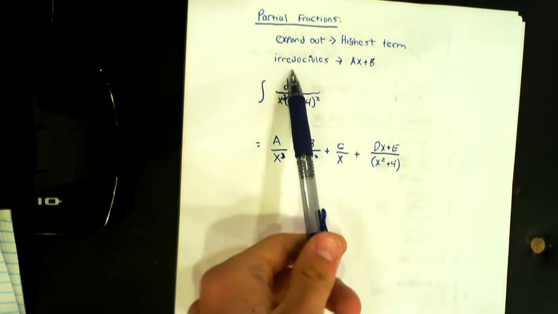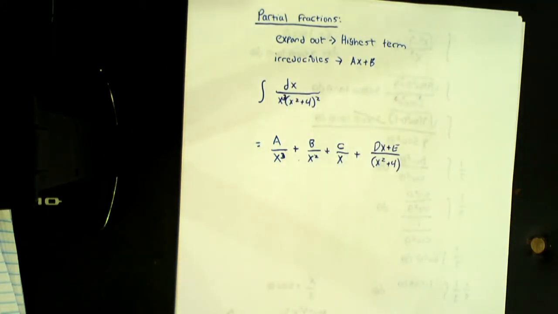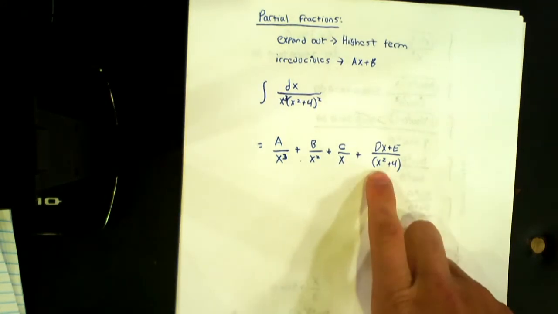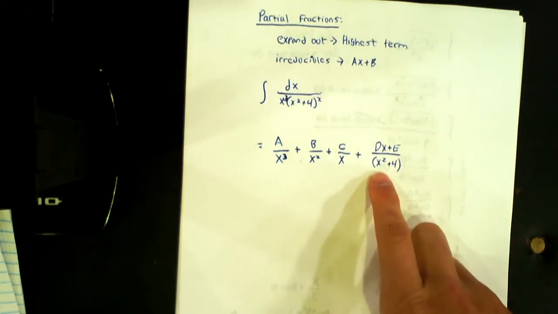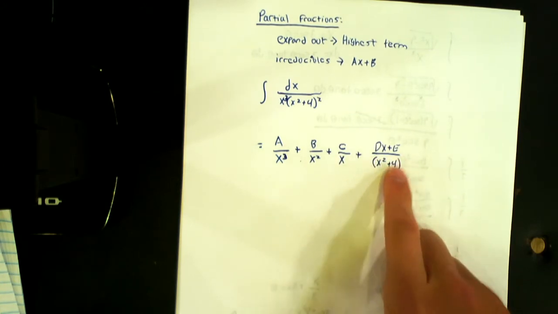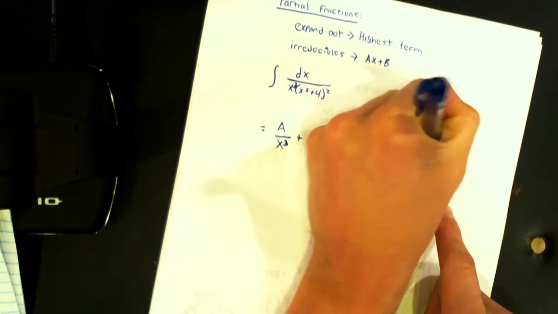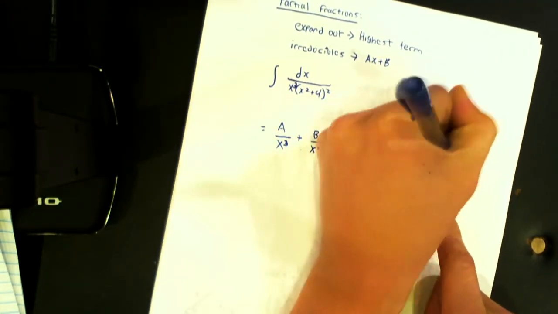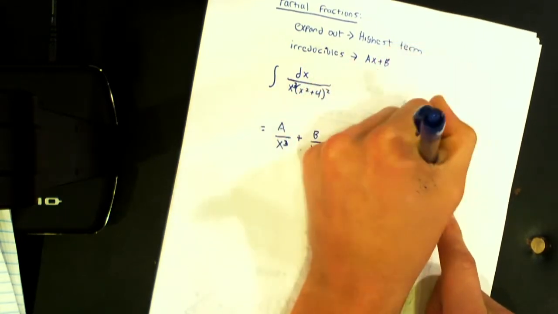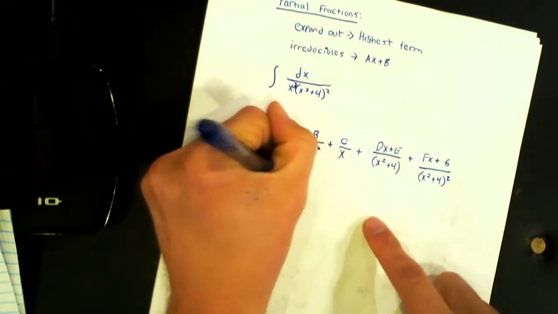Okay, so if we actually look at the second little tip I wrote, irreducibles, you want to make that linear term so we can account for all the polynomials and the degree of power degrees. So x squared plus 4, we'd have the dx plus e, but we'd also have to have another one because there's 2 of them. So fx plus g. X squared plus 4 squared, and what would this equal?